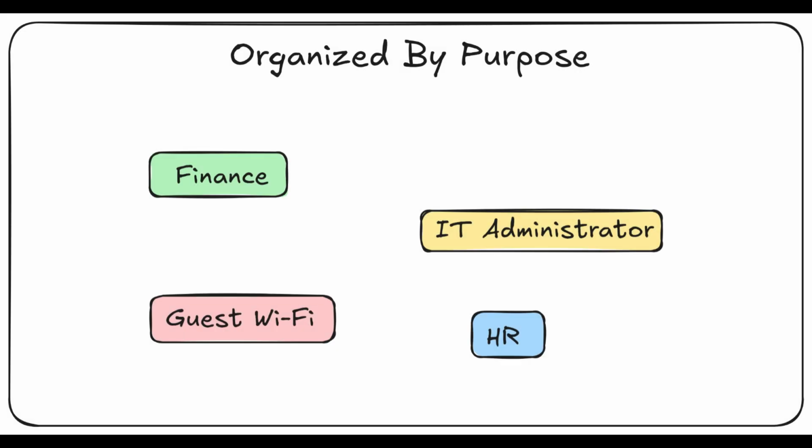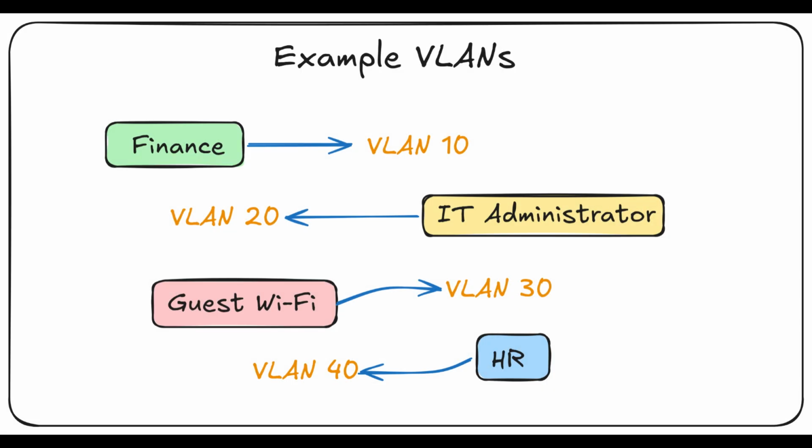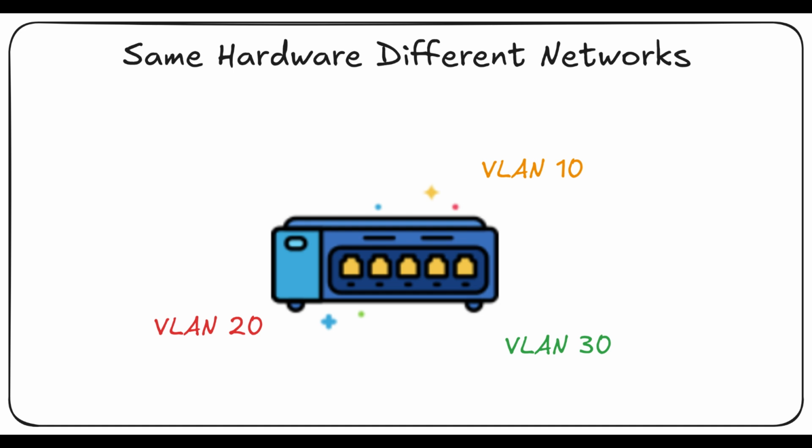For example, VLAN 10 might be used for human resources. VLAN 20 might be used for finance. VLAN 30 might be used for guest Wi-Fi. Even though all of these devices connect to the same physical infrastructure, they operate as separate networks. This improves security and control.